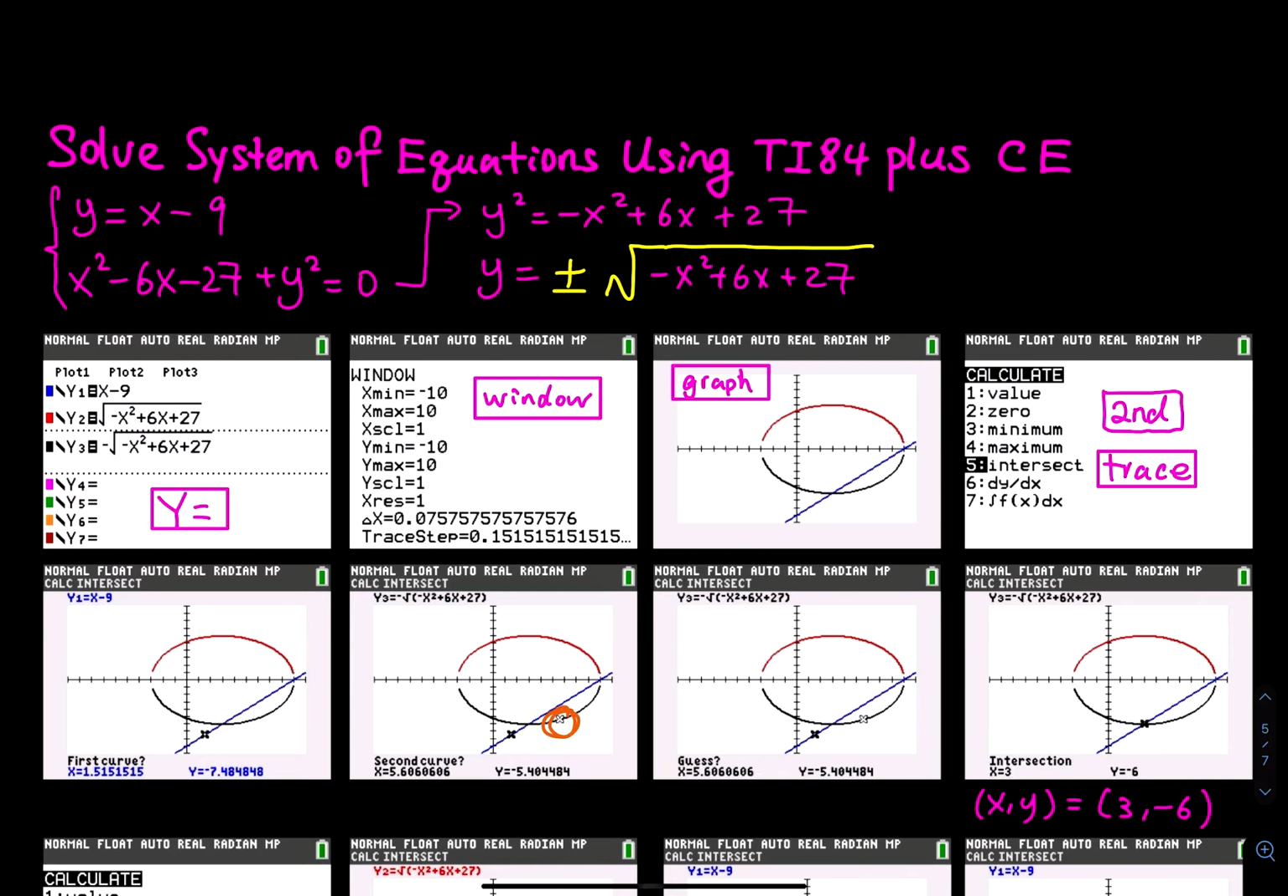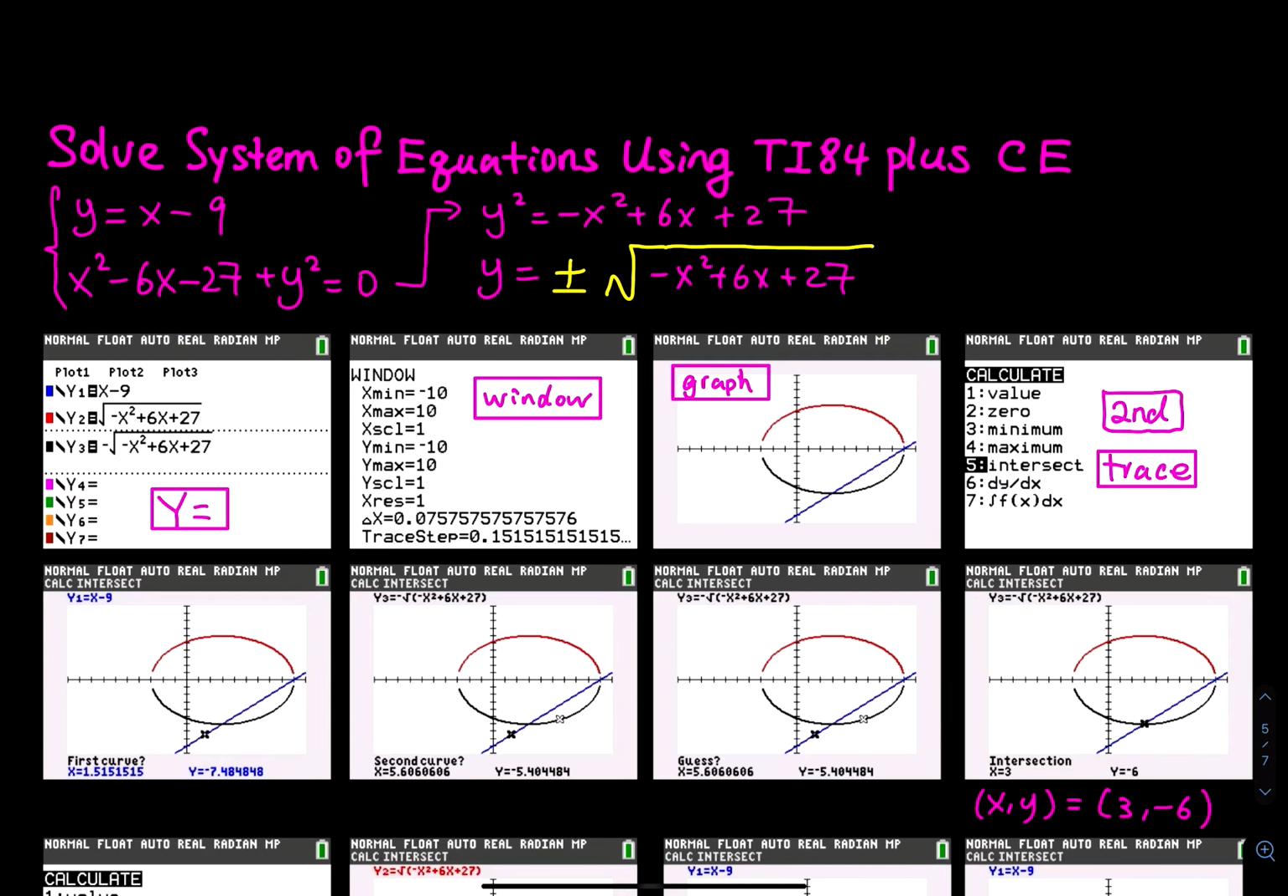So what does guess mean? Guess means you have a mark on the left, a mark on the right. You are asking the calculator, hey, between the left and right, can you find the nearest intersection for me? The calculator will just do the job and then report that here is the intersection when x is equal to 3, y is equal to -6. So that is your first intersection.